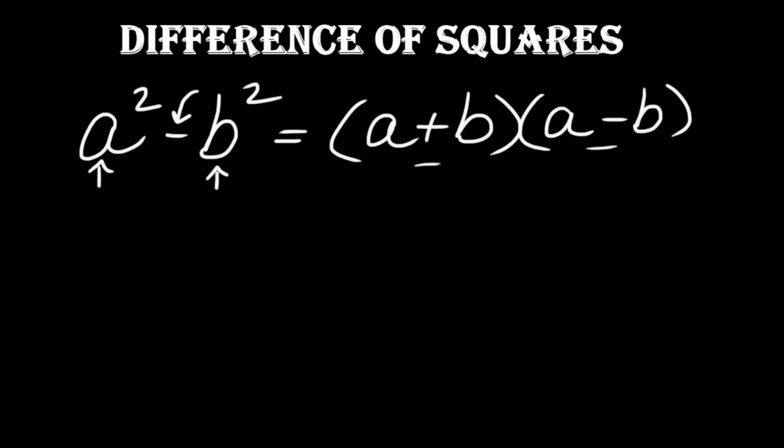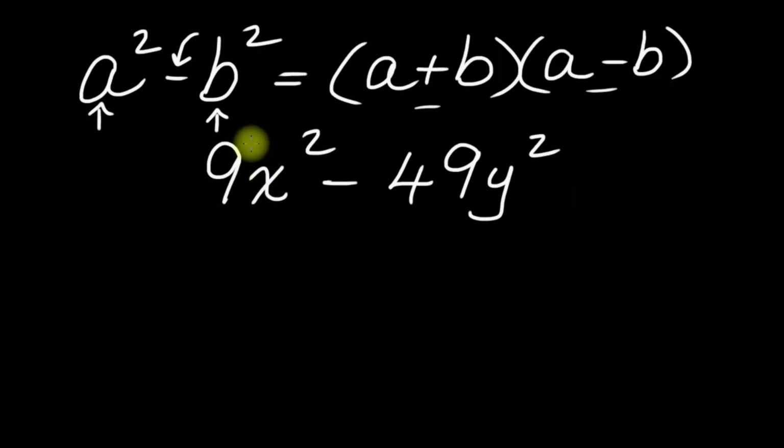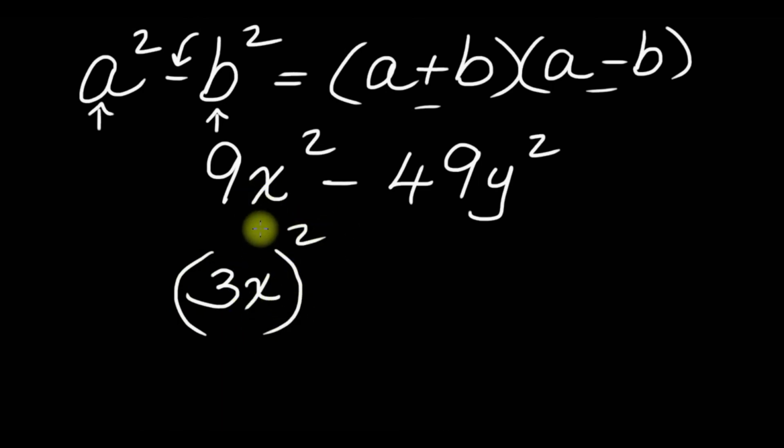Okay, let's look at an example. Well, is this a perfect square? So is 9x squared a perfect square? How do we know? Well, if you take square root of 9x squared, if it comes out to a perfect number, then you know it's a perfect square. So if I take square root of 9, I'll get 3. If I take square root of x squared, I'll get x. And then if I square it, okay, I'll get 9x squared.